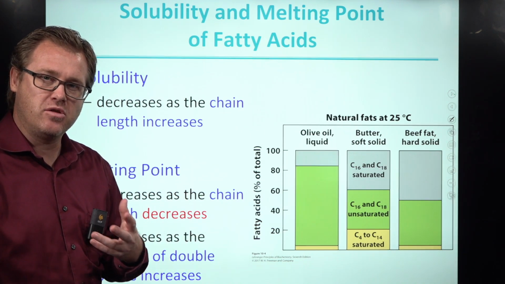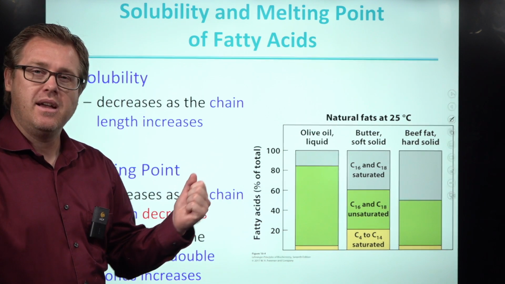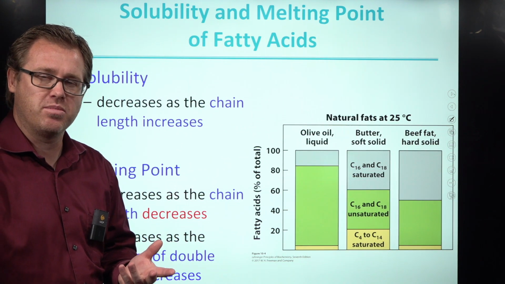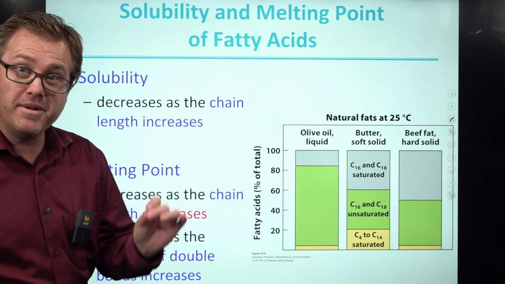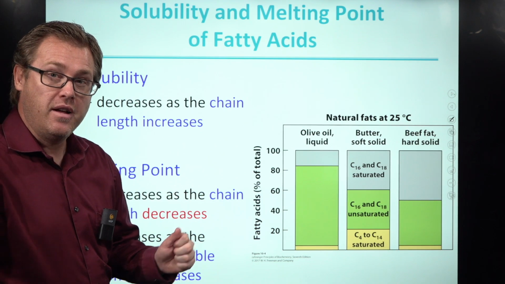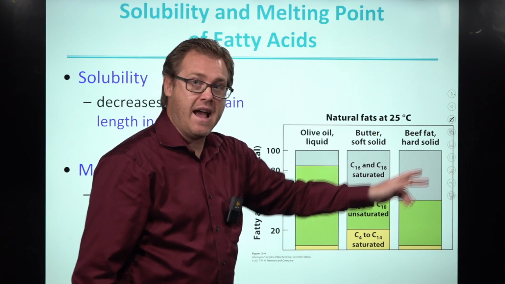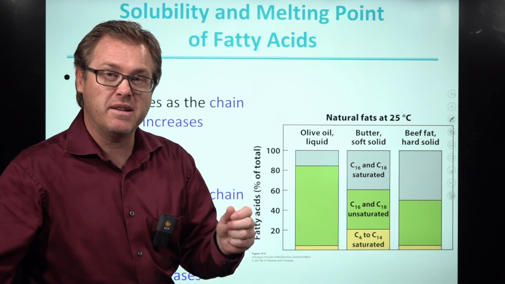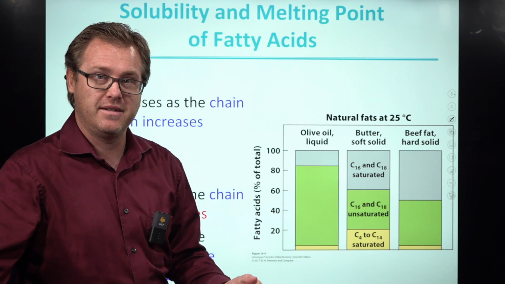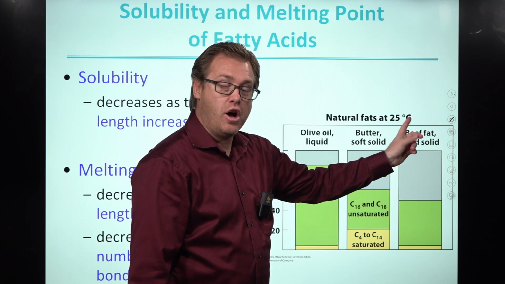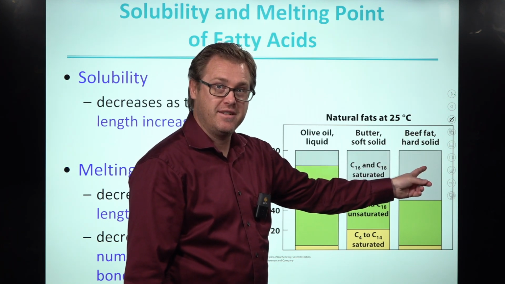It has different physical properties, obviously. And what contributes to these different physical properties? It's the composition of the fatty acids. Olive oil, butter, and beef fat all have fatty acids, but their fatty acids are different. So in beef, we are going to have a lot of unsaturation.